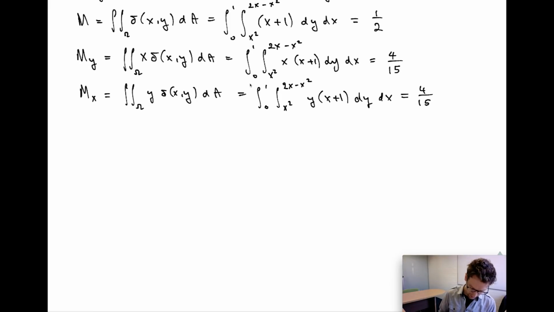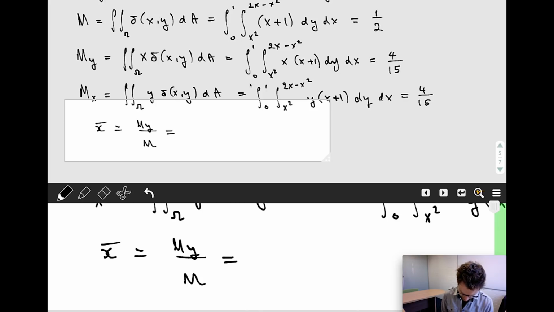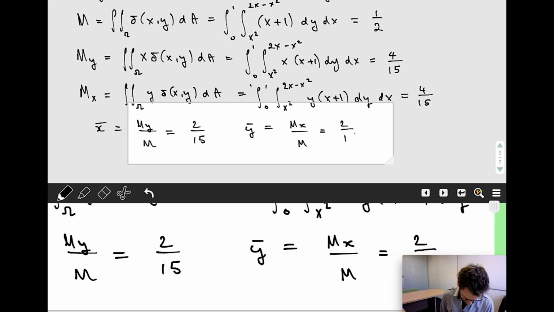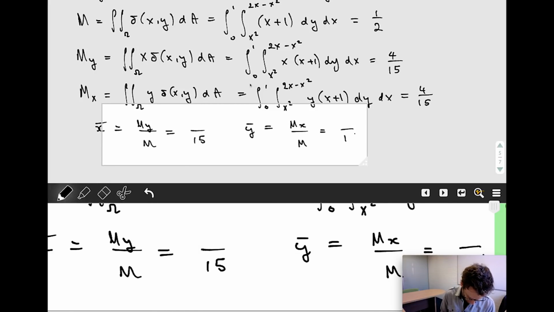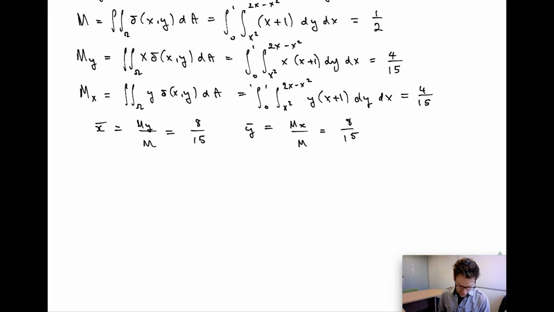So once I have the integrals My and Mx, I can calculate the center of mass coordinates. So that's My over M. So that's going to be 4 over 15 divided by 2, or 2 over 15. And the center of mass coordinate in the y direction will actually be the same as well. 2 over 15. Sorry, 8 over 15. So dividing by half, multiplying by 2. So those are the center of mass coordinates.